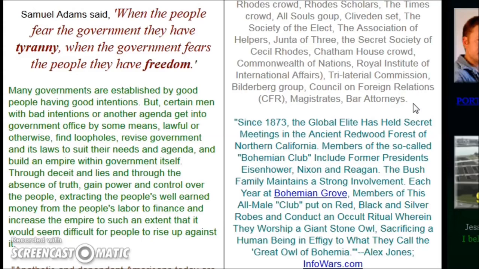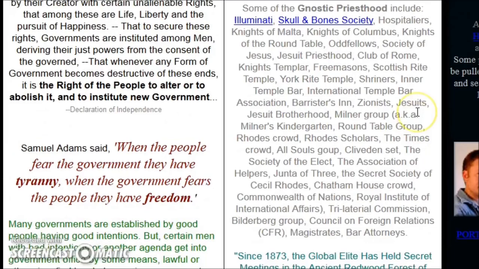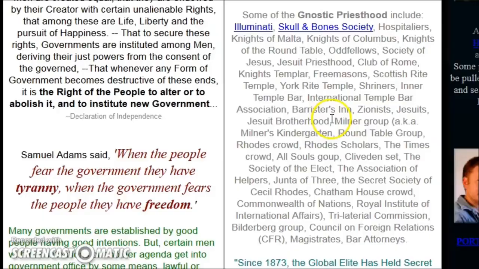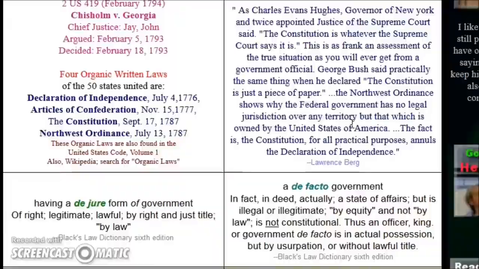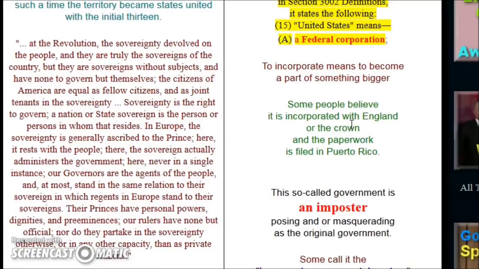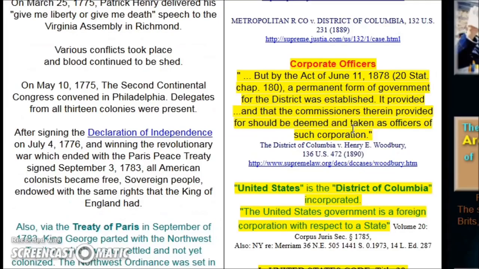So you have to be a member of this group. The bar attorney, BAR actually stands for British Accredited Registry and is a corporation based in the City of London and chartered in Puerto Rico. And we'll get into that at another time. But I just wanted to keep on this District of Columbia thing.